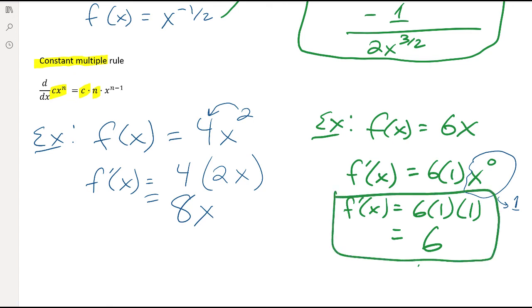Hey, and folks, here's a cheat code. Notice, remember, derivatives are slopes of tangent lines. So if my function is 6x, that's already a linear function. That's already a linear function. So the slope of that linear function, right, is going to be the same thing as the derivative. So if you have a function where the degree is 1, where it's a linear function, the derivative is always going to be that constant multiple that happens out front.